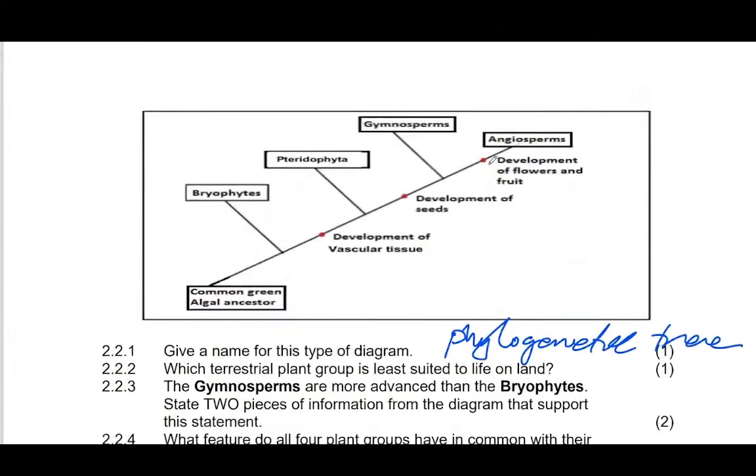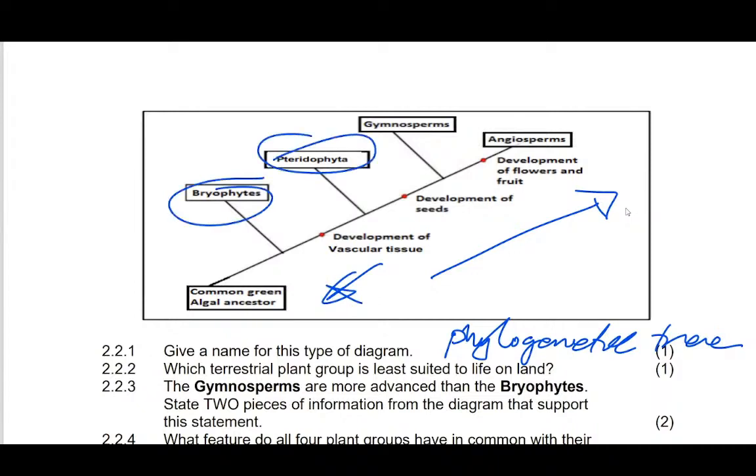If you look at it, as you are going up, it becomes more advanced, and as you're going down, it becomes more towards water. That's why these two require water for reproduction, while these two don't need water for reproduction. If we're talking about terrestrial, we're talking about land, which has harsh conditions. The question is asking which plant group is least adapted. Least adapted means they are going towards the lower part.